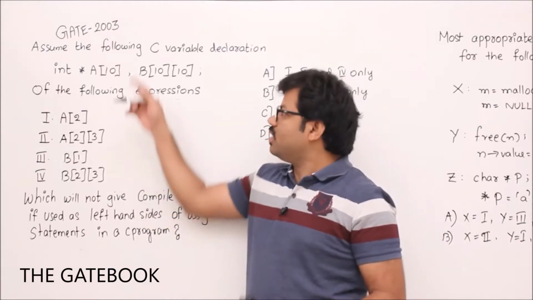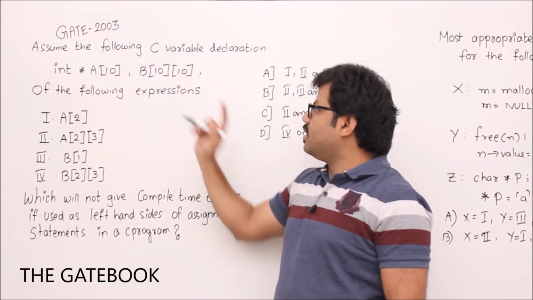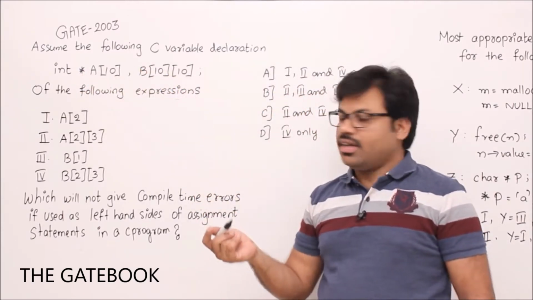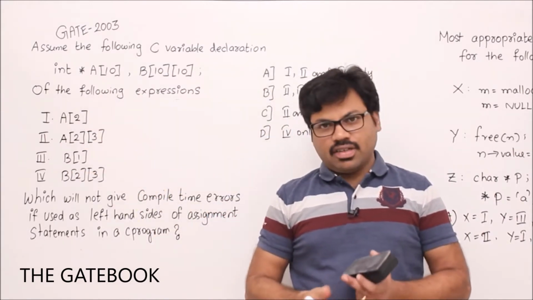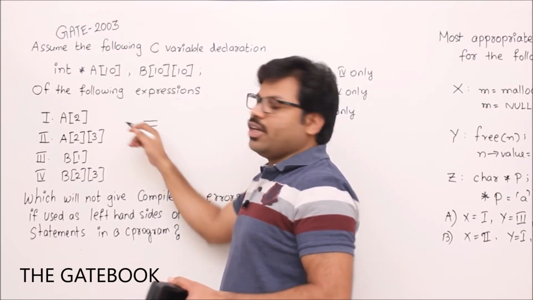Now we'll see one more problem which was asked in GATE 2003. Consider the following C variable declaration: int *a[10], and second one int b[10][10]. Now out of the following expressions, which of the following gives a compile time error? Generally you get a compile time error when something used at the left side is a value.